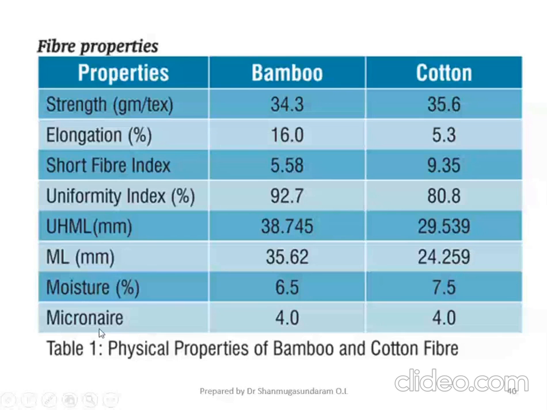Then coming to the moisture content, bamboo has 6.5%, and here cotton fiber has 7.5%. Then the micronaire value indicates the fineness of the cotton fiber. Fineness is 4 here, and here it is also 4. Micronaire is expressed in terms of micrograms per inch.